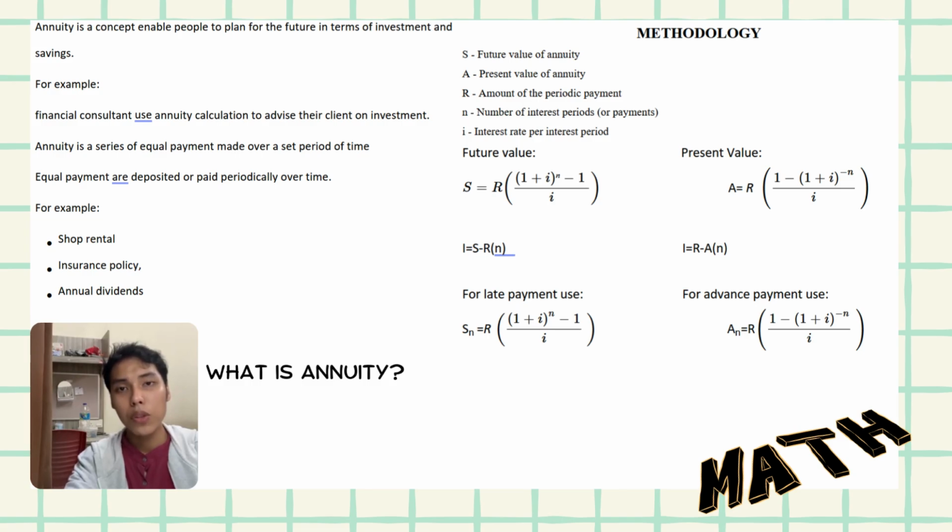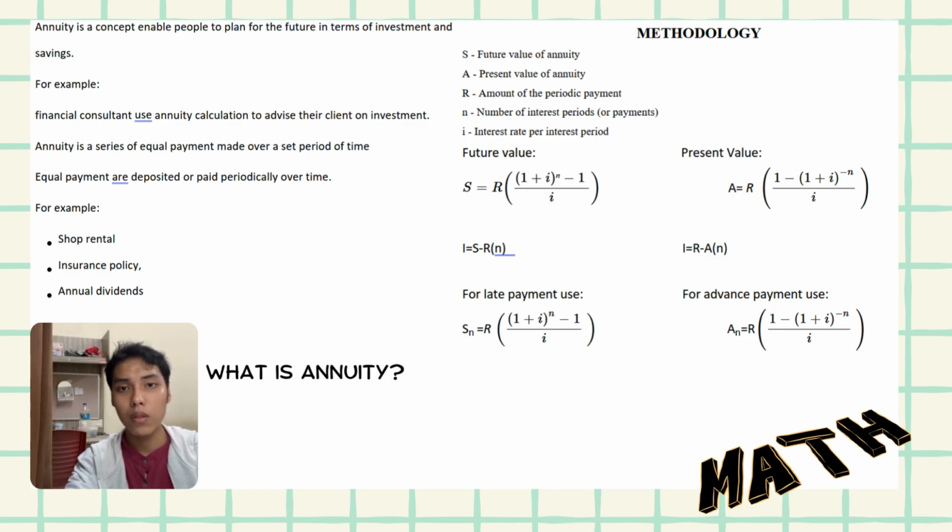Methodology of annuity. We should know the important terms S, A, R, I, as well as N, where S is the future value of annuity, A is the present value of annuity, R is the amount of periodic payment, N is the number of interest periods, and I is the interest rate per interest period. So there are 4 formulas that we need to know.